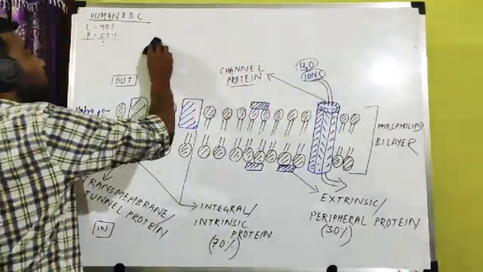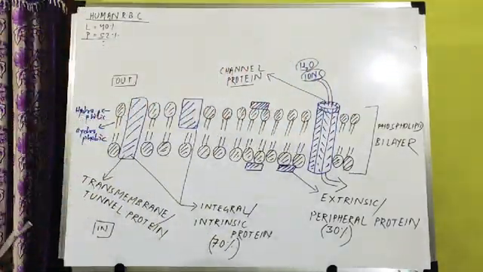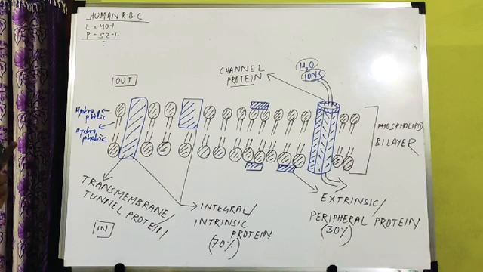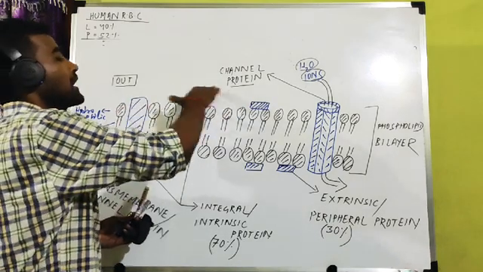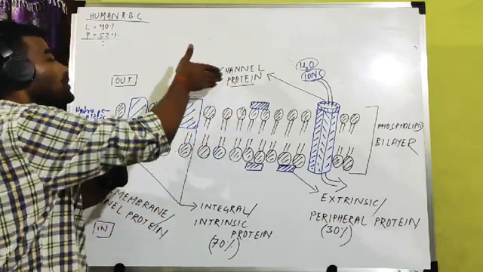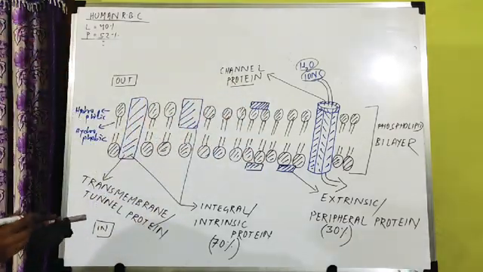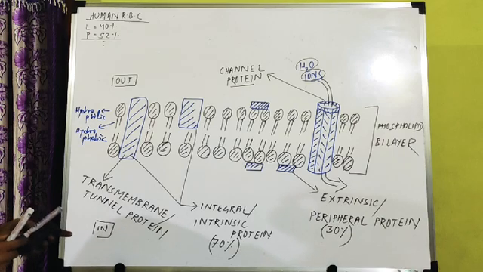Carbohydrate means a sugar type of chemical, not hydrocarbon. Hydrocarbon is different; hydrocarbon is a general name, carbohydrate is a specific name. So carbohydrates are present mainly on the outer surface of the cell membrane, and these carbohydrates or sugars are mainly oligosaccharides. I will explain what an oligosaccharide is.